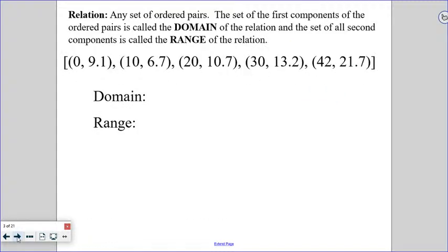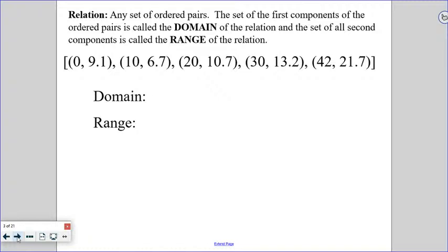Everything we've seen up to now is what's called a relation. And all a relation is a set of points, a set of ordered pairs. But those ordered pairs really have no rhyme or reason to them. There are no rules that govern a relation. When we look at that, the set of the first things in there, which would be 0, 10, 20, 30, 42 in this example, are called your domain.